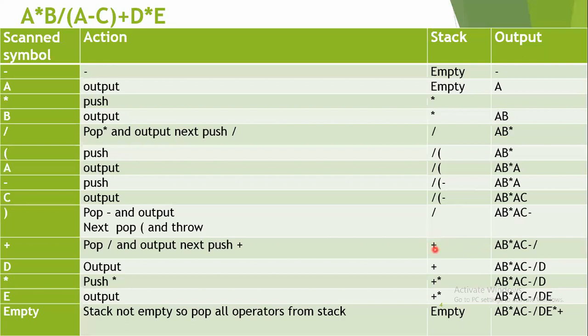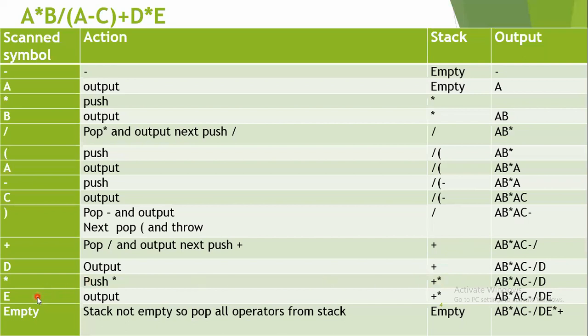After this operation, the next symbol that is scanned in the input expression is D. So this is an operand, you are going to directly output it on the output side. Next, you're going to scan the star operator. Because the star operator has higher priority than the topmost element of the stack, that is the plus operator, you can directly push this star operator on top of this plus. Now the stack contains the star operator as the topmost element.